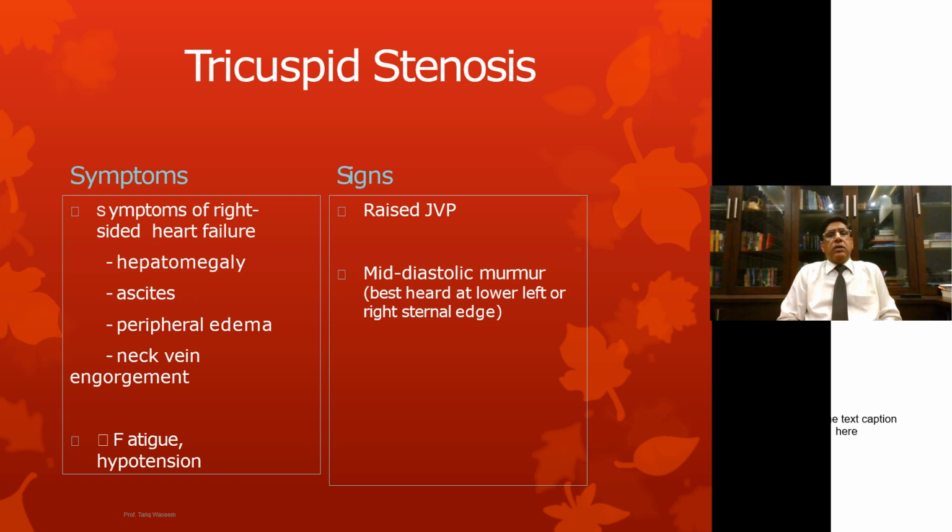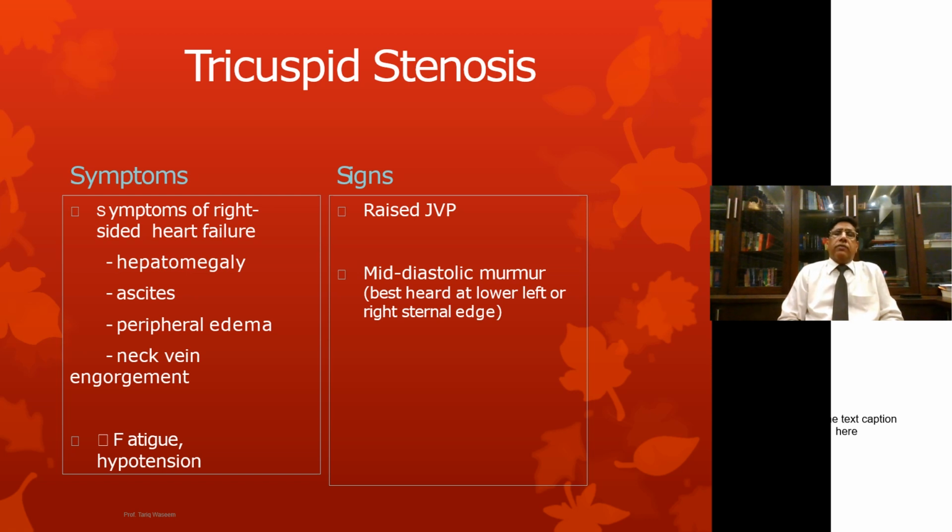The symptoms of right heart failure would be there. There would be hepatomegaly, the liver would be enlarged, tender, and pulsatile as well. There may be ascites, there will be edema, and there will be distension of the jugular veins. And of course, when the atrium pushes too hard to overcome the obstruction caused by the tricuspid valve, it would lead to a very, very prominent A wave in the jugular venous pulse. The patient may also have fatigue and hypotension.